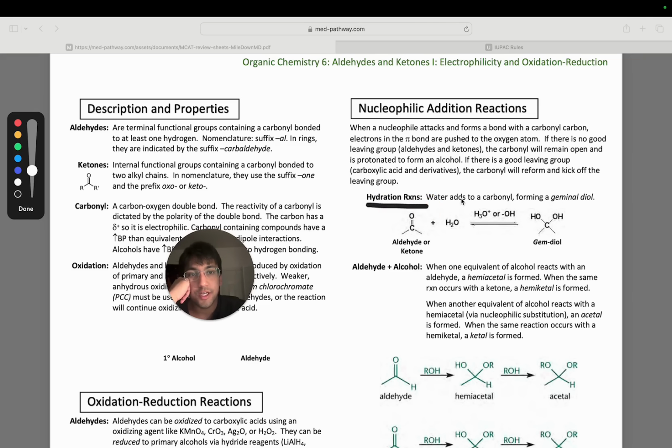Now we have hydration reactions. Hydration reactions is when water is added to a carbonyl. It forms a geminal diol. So remember, the geminal diol is where the two alcohols are on that same carbon. So this should make sense to you.